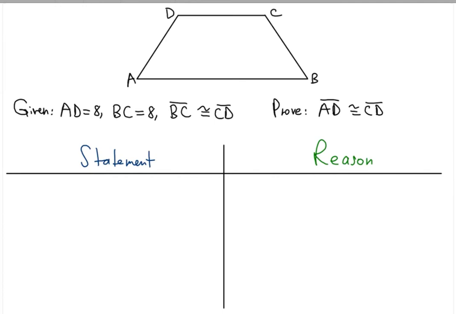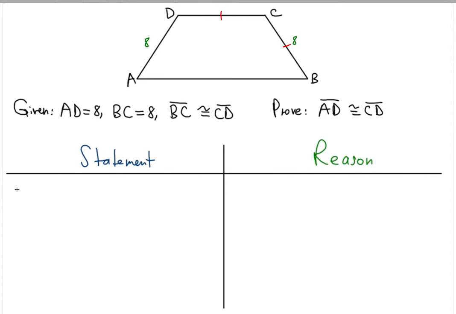Here we have a quadrilateral with the given information that AD is equal to 8, BC is equal to 8, and BC is congruent to CD. Okay? So basically what we have provided here is that this is 8, and these two are congruent. And we need to prove that AD is congruent to CD. So these two are to be congruent, and that's to be proven.